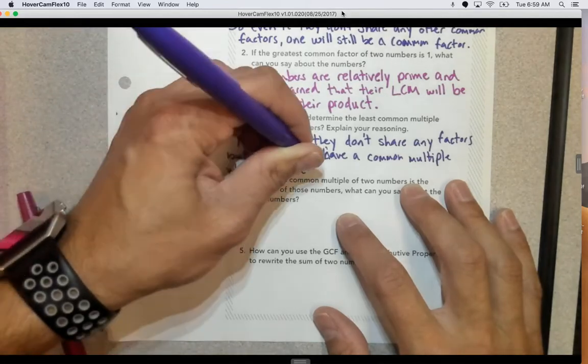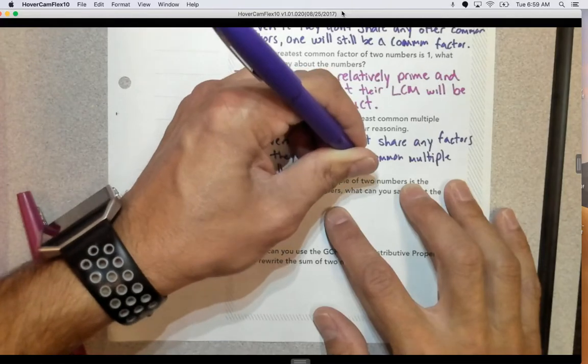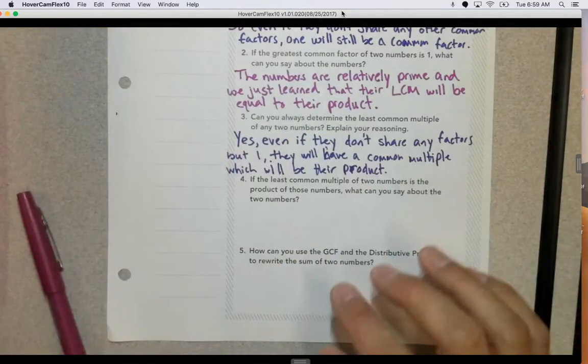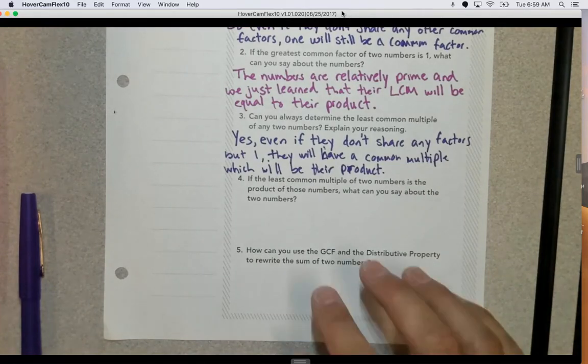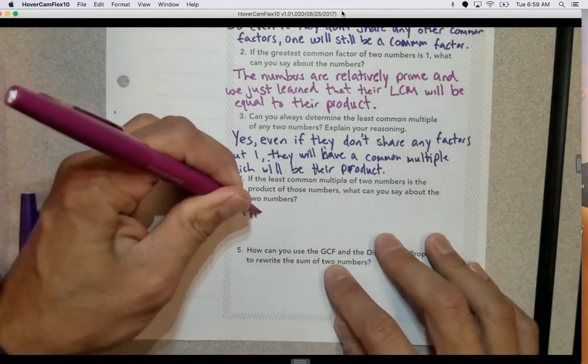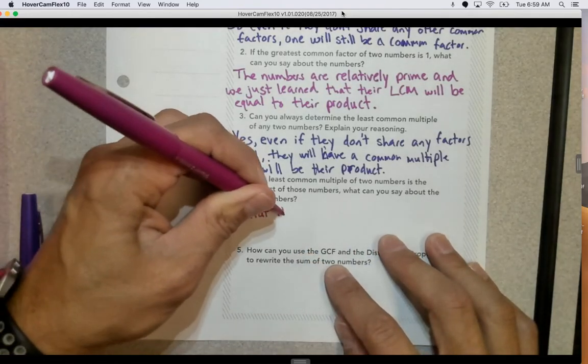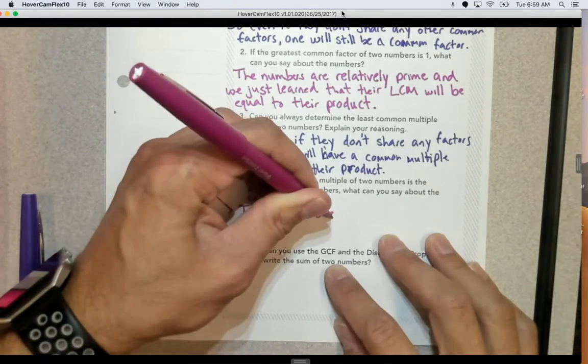If the least common multiple of two numbers is the product of those numbers, what can you say about the two numbers? That they are relatively prime. Which means they don't share any factors except for 1.